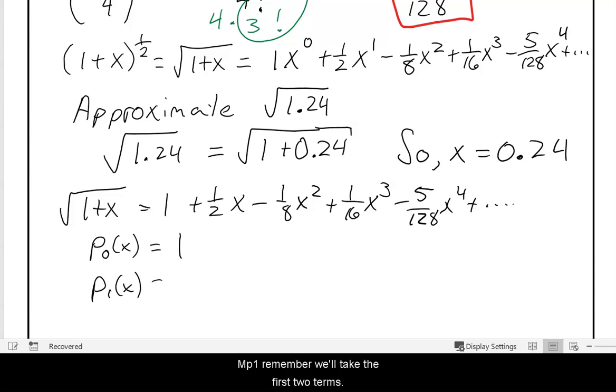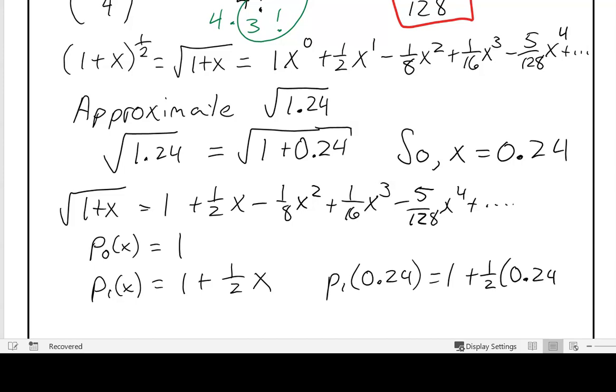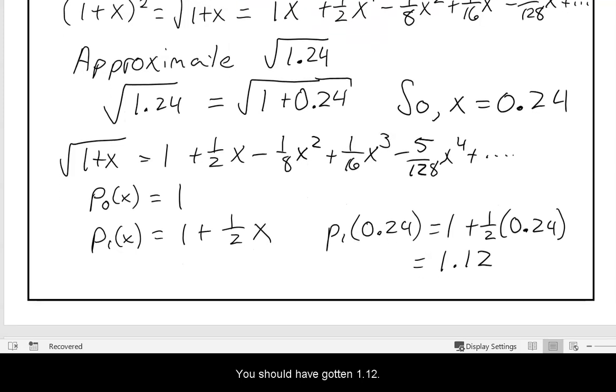In p1, remember, we'll take the first 2 terms, the original and then the first derivative part. If I plug in the 0.24 for x, then I need to compute what that value becomes. This becomes 1 plus 1/2 times 0.24. Let's take a moment to compute that, and then you can restart the video. You should have gotten 1.12.